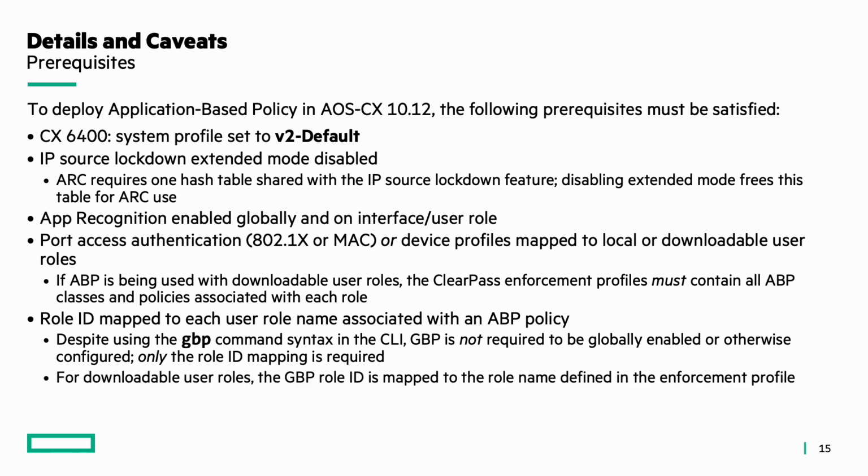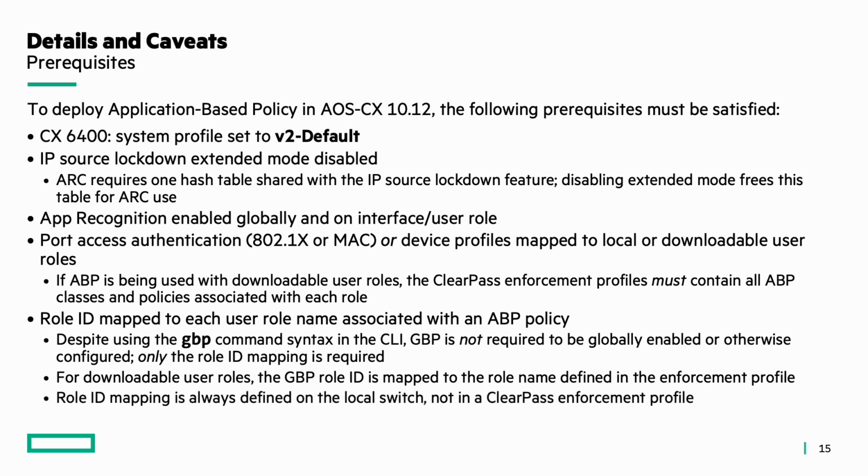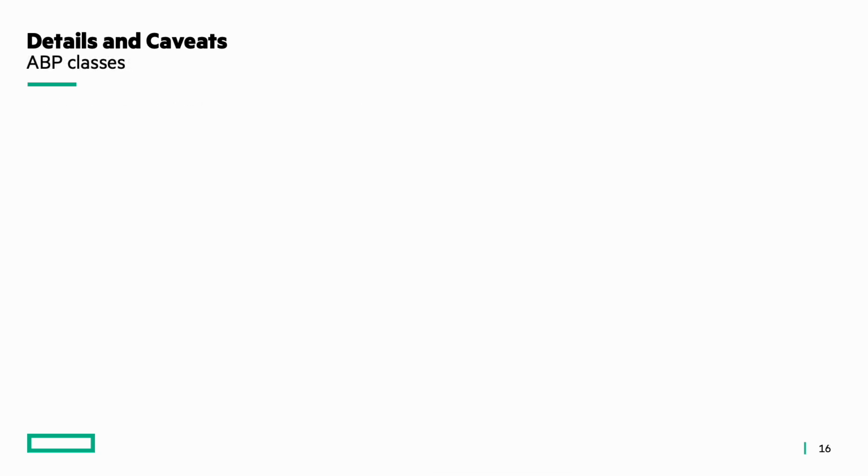For downloadable user roles, that role ID is mapped to the role name as it is defined in the enforcement profile itself, and that role ID mapping is always defined on the local switch, not in the enforcement profile. Now let's talk about the components of the app-based policy feature itself.